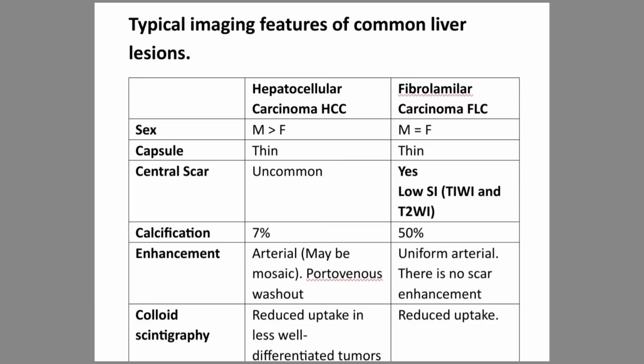Colloid scintigraphy plays a vital role in characterizing hepatocellular carcinoma and fibrolamellar carcinoma. In hepatocellular carcinoma, there will be reduced uptake, and it would be less in well differentiated tumor, while in fibrolamellar carcinoma the colloid scintigraphy will also show reduced uptake.